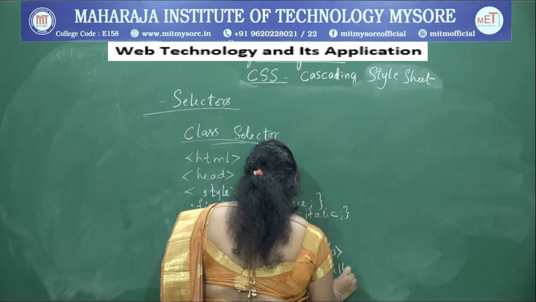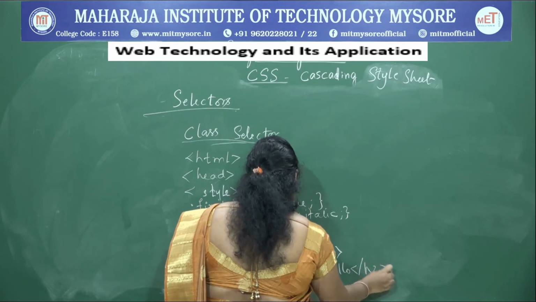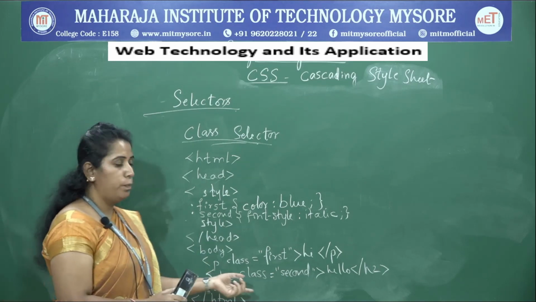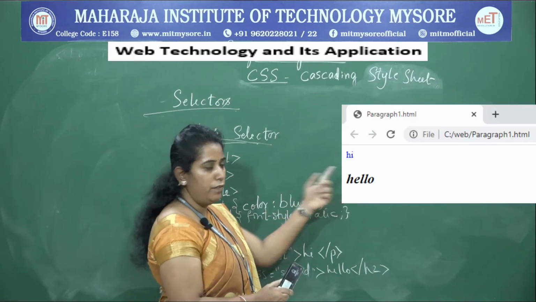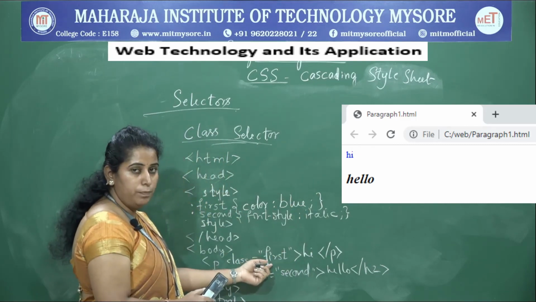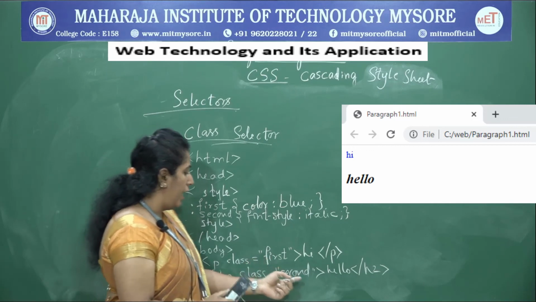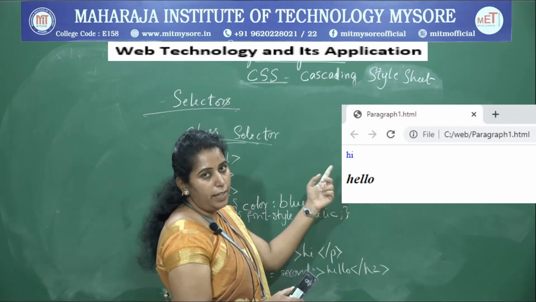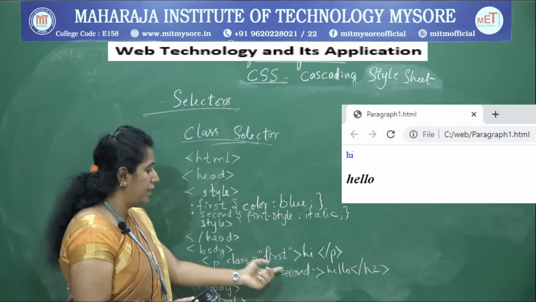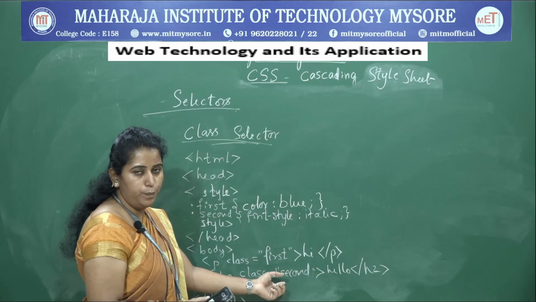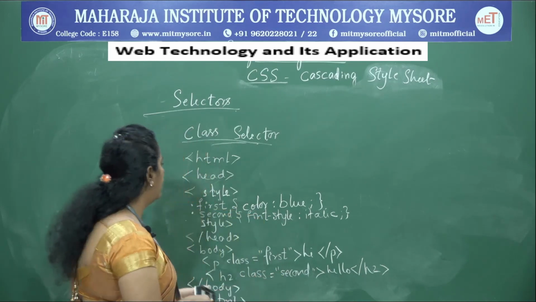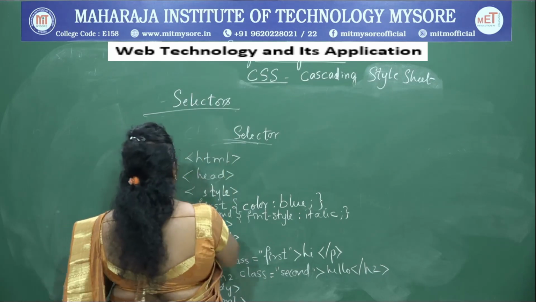There I will print a message hello. So now what happens? You can look into the output where hi is printed in which color? Blue. Since it has the class first, and the hello message is printed in italic style because it has the class second. Okay, this is about the class selector. So next is the ID selector.